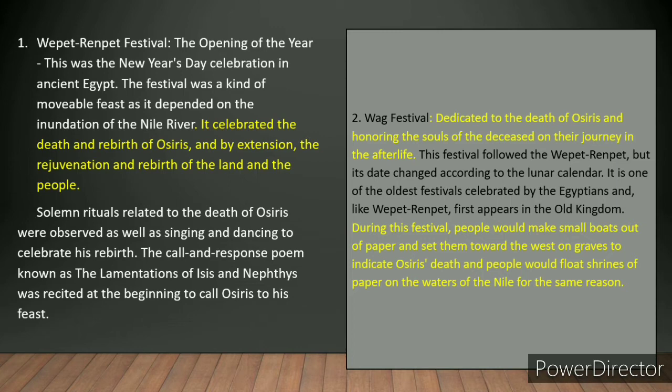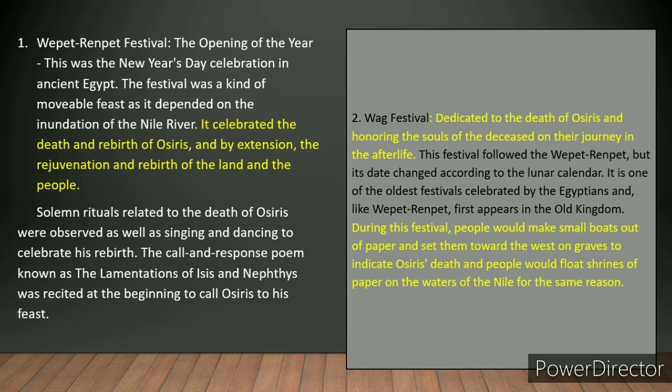This festival celebrates the beginning of the new year, when the star Sothis or Sirius disappears from the night sky, then appears at the eastern horizon at sunrise. It also celebrated the death and rebirth of Osiris and the rejuvenation and rebirth of the land and the people. The festival was a kind of movable feast as it depended on the inundation of the Nile River.